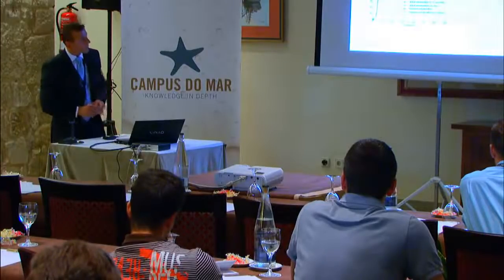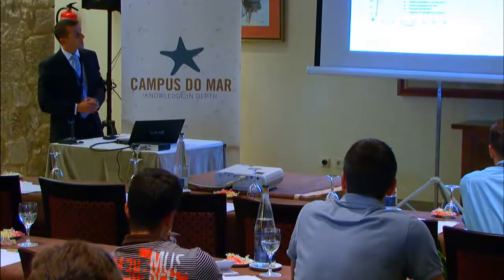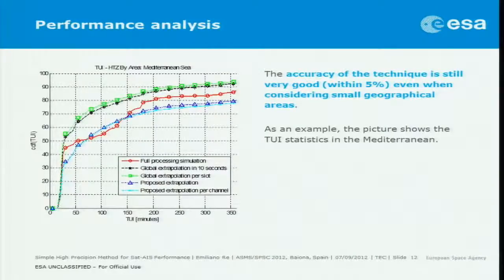What I want to show also is the performance when you consider a very small area. In this case, we are just considering the Mediterranean Sea. Again, the accuracy when you consider a single probability of detection curve is getting worse. Whereas when you differentiate the detections over different areas, your accuracy is still good enough, still around 5%.